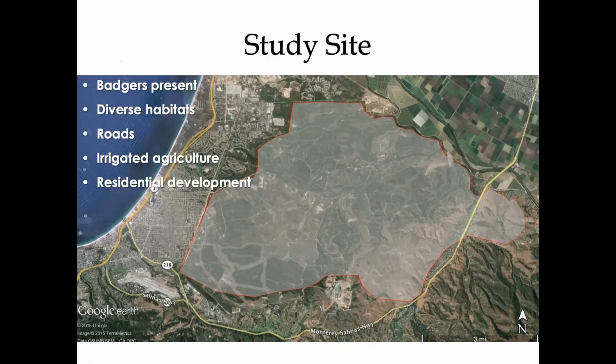So I chose this site for a few reasons, one of them being that I knew there were badgers there, and also because it has very diverse habitat types. So it would provide a good opportunity to look at how badgers use these different habitat types. I was particularly interested in how they navigated in and out of this area, and if they navigated in and out. So especially given the fact that the area is surrounded by quite a few roads and irrigated agriculture on one side, residential and urban development. So it was a good matrix of different types of habitat that the badgers might be using.